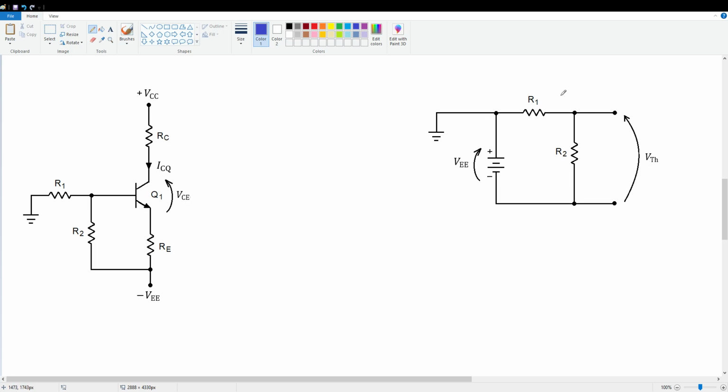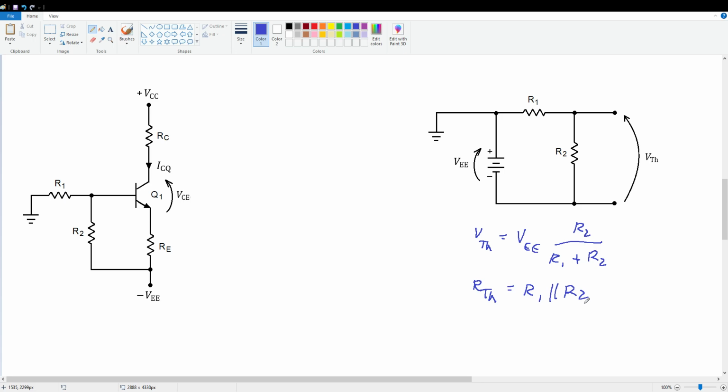And here is the equivalent Thevenin network for this biasing arrangement. We've got the VEE source driving R1 and R2 that form a voltage divider. VTH is the drop across R2. So the equation for VTH is simply VEE times R2 over R1 plus R2. All right, and looking into the Thevenin equivalent, we see a Thevenin resistance that's simply R1 in parallel with R2.